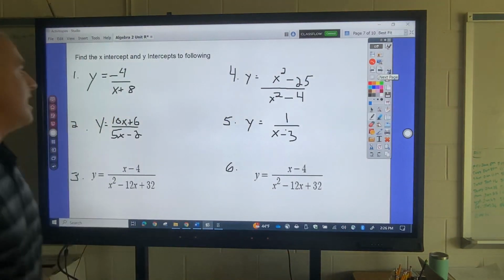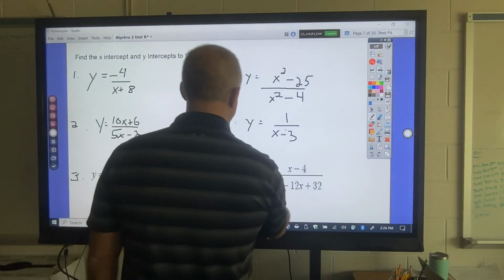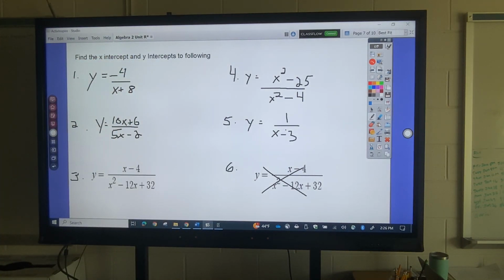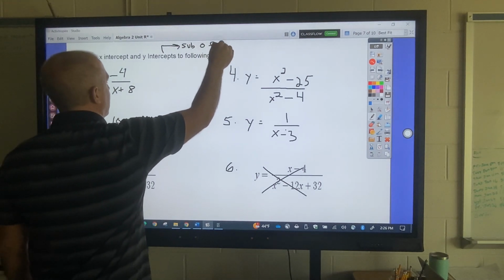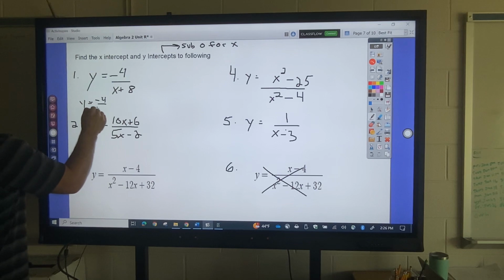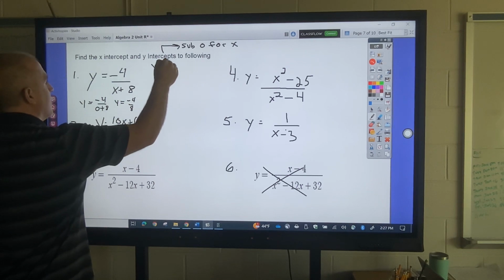Now, the next part, find the x-intercepts and y-intercepts to the following. We can just ignore this one because I don't know why I wrote that twice. The y-intercept is the easier one to do. For the y-intercept, you substitute 0 for x. So if I put 0 in for x, that'd be y equals negative 4 over 0 plus 8, y equals negative 4 over 8. So my y-intercept here would be negative 1/2.